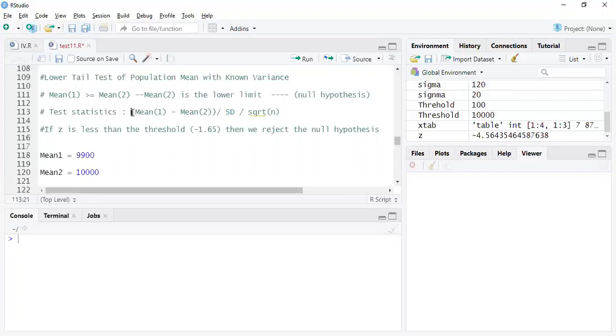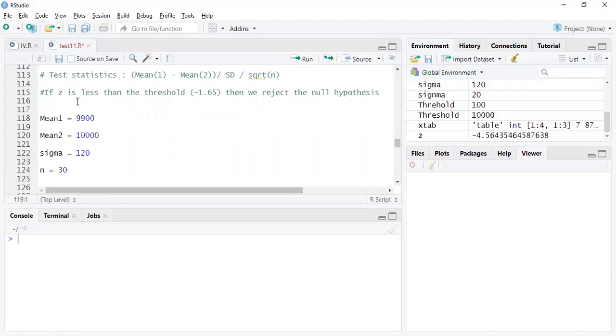So using this formula, we can calculate. It's a standard formula in the calculation of the Z statistic: mean 1 minus mean 2 divided by the standard error, which can be calculated as the standard deviation divided by the square root of the number of observations. So that's a pretty standard formula used.